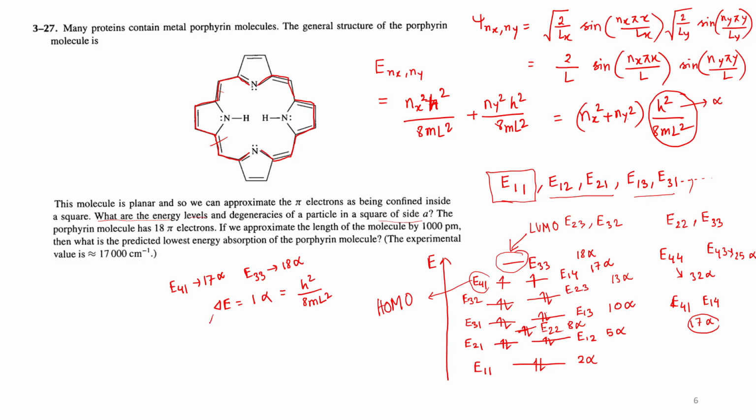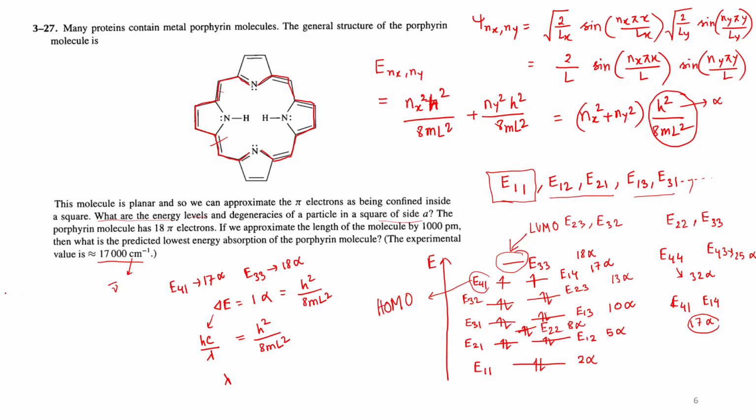And we know that your energy difference will be equivalent to hc by lambda, right? Because this is the light that will get absorbed so that one electron from HOMO will go to LUMO, right? So that is your lowest energy absorption. So hc by lambda will be h square by 8 m L square. So you need to calculate what is your lambda. Or in this case, the experimental value is 17,000 centimeter inverse. Centimeter inverse is a unit of wave number.